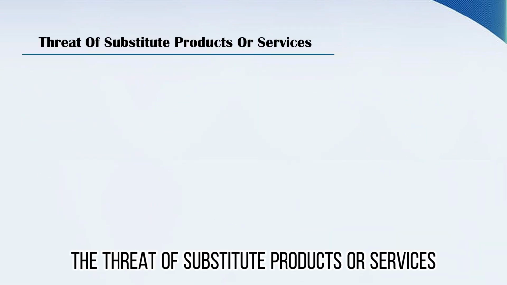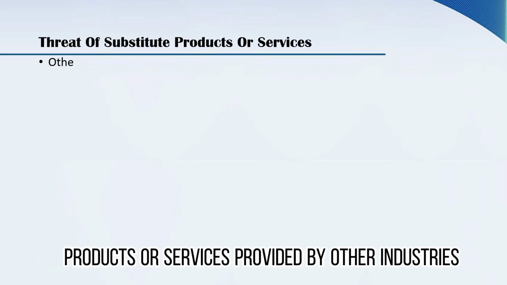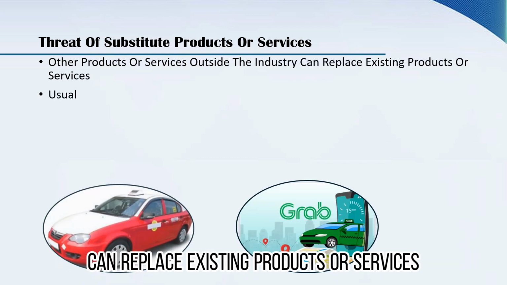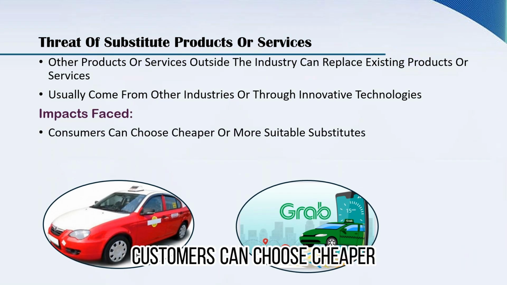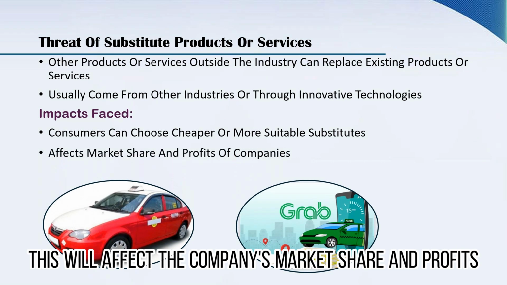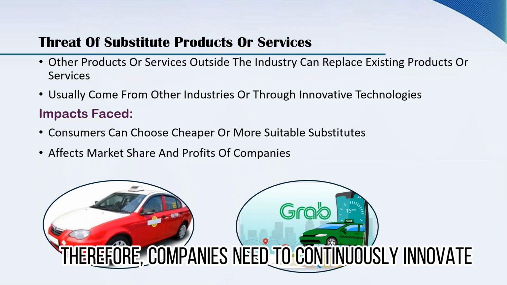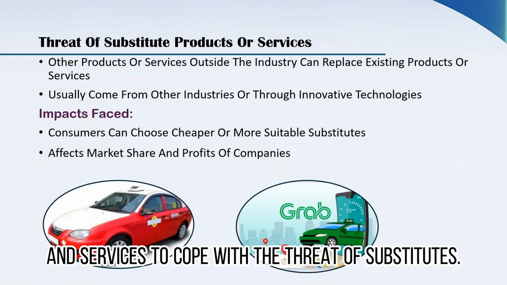The threat of substitute products or services can also have a significant impact on existing companies. Products or services provided by other industries or through innovative technologies can replace existing products or services. When there are substitute products or services, customers can choose cheaper or more suitable substitutes. This will affect the company's market share and profits. Therefore, companies need to continuously innovate and improve the quality of products and services to cope with the threat of substitutes.